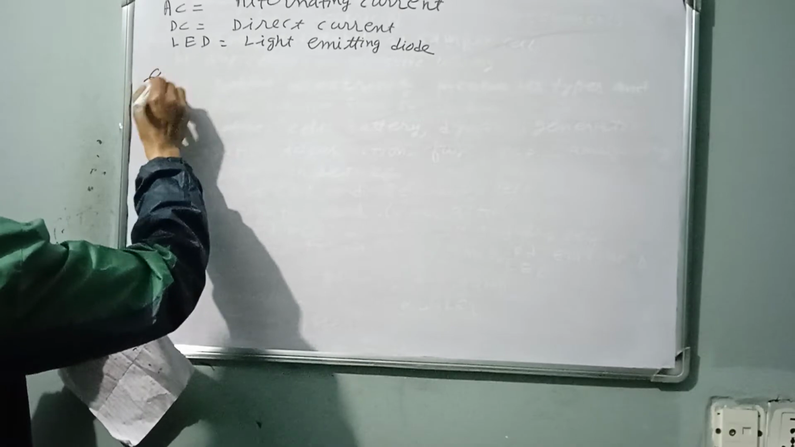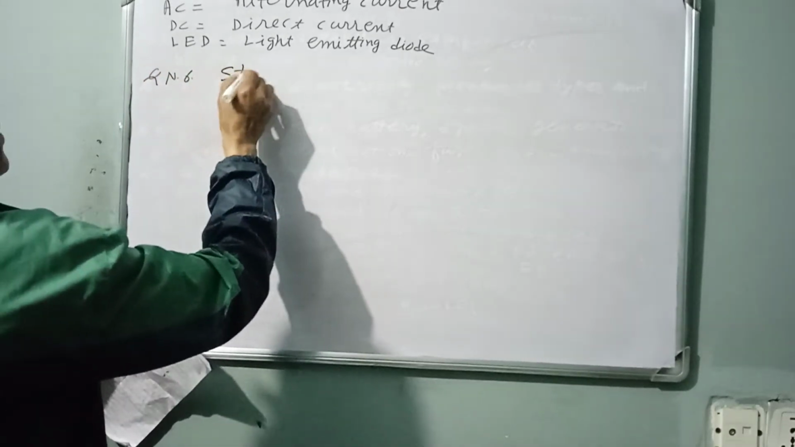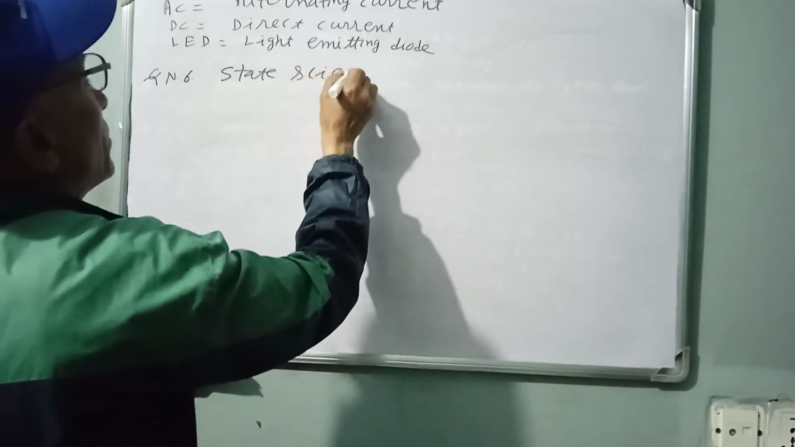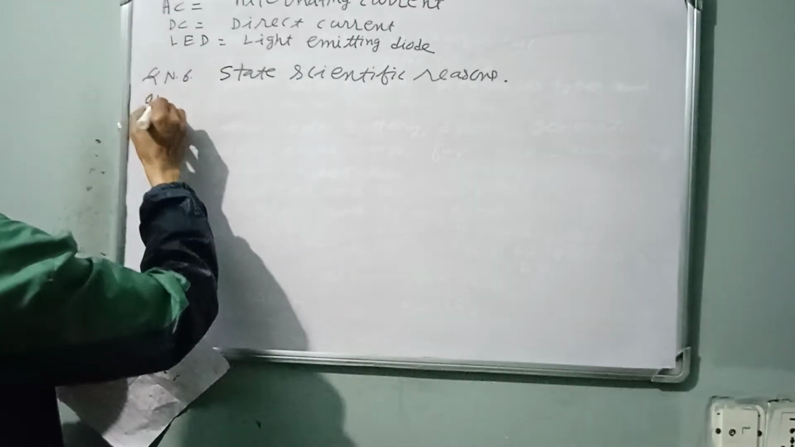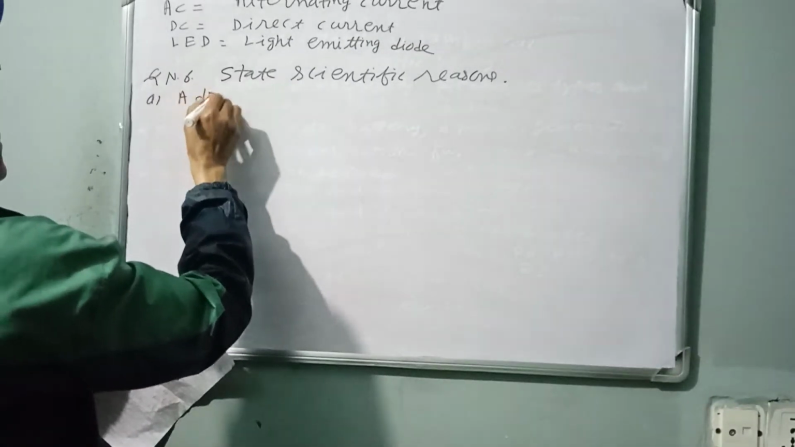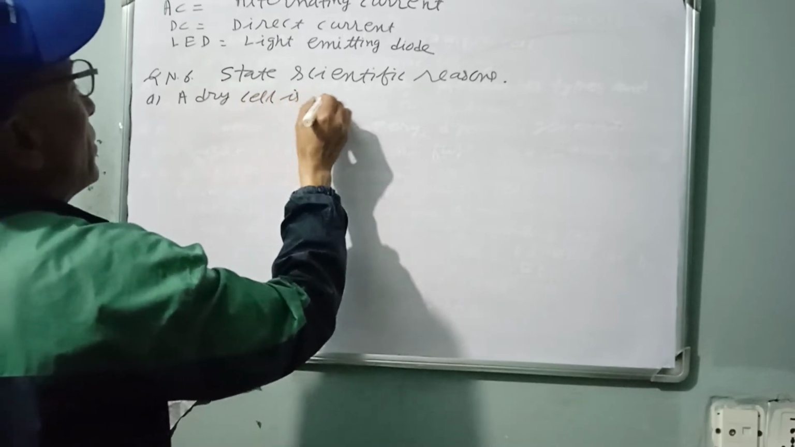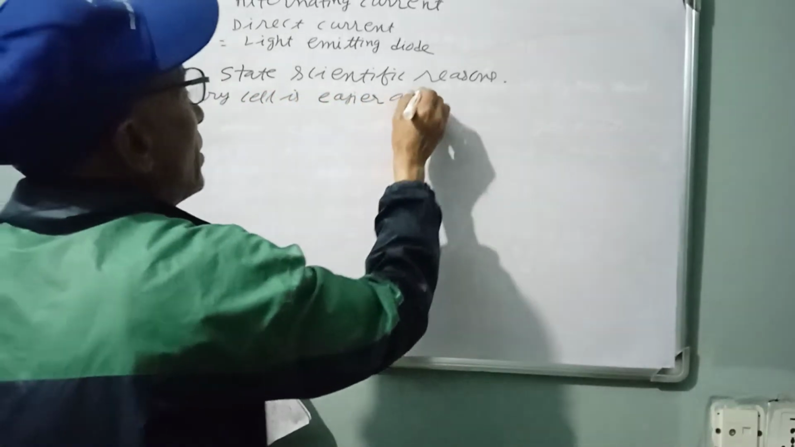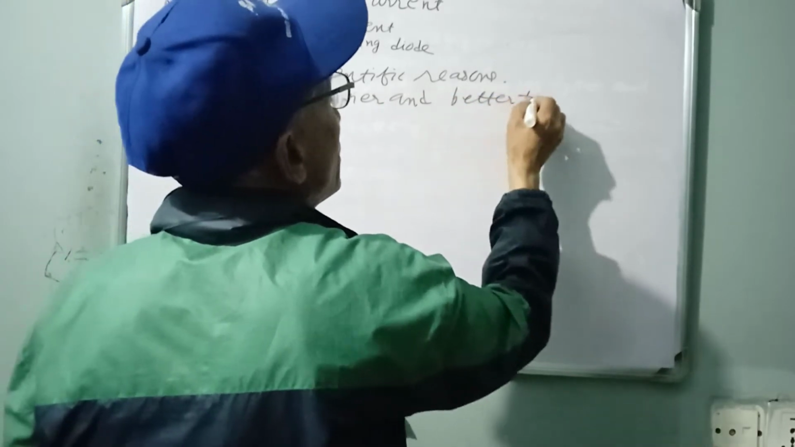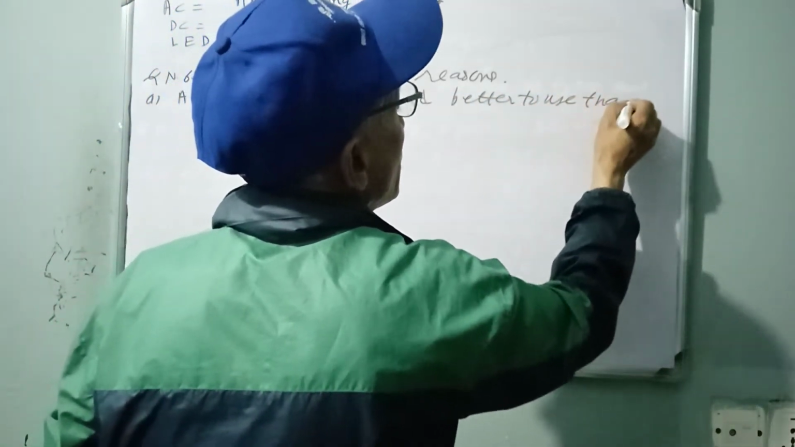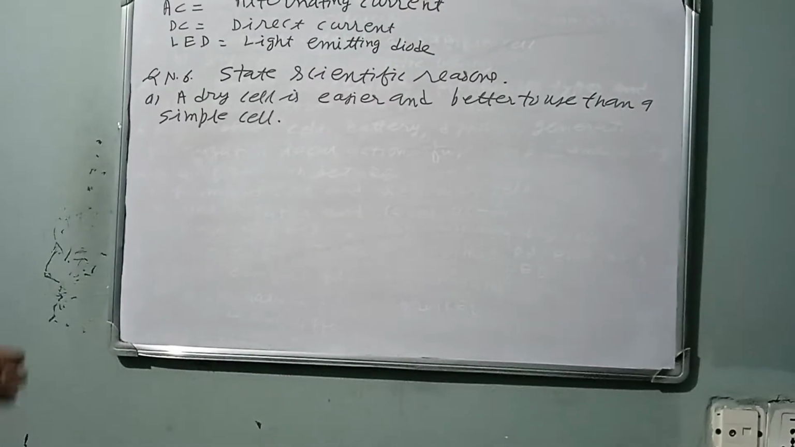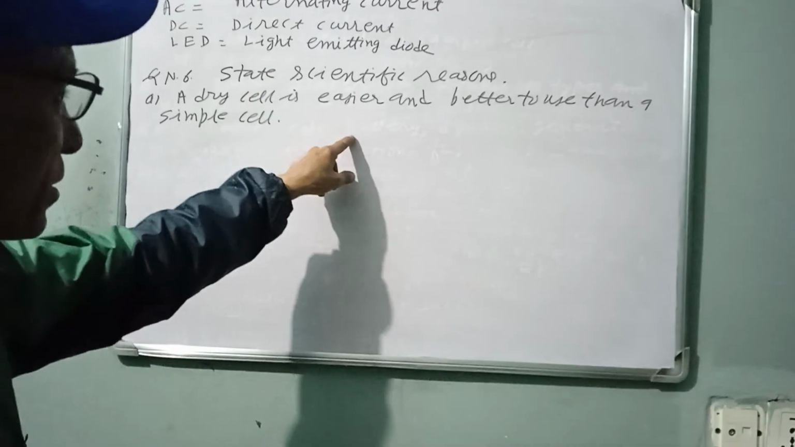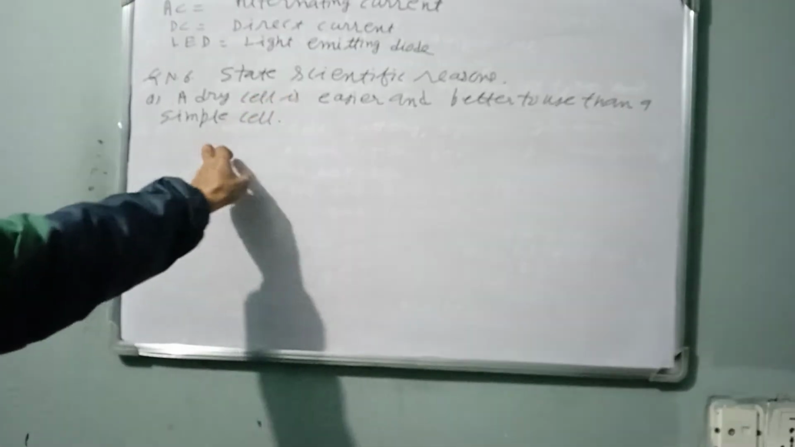Question number 6: state scientific reasons. A: a dry cell is easier and better to use than a simple cell. I have already written the answer, please check it. Read the answers of the questions written before.